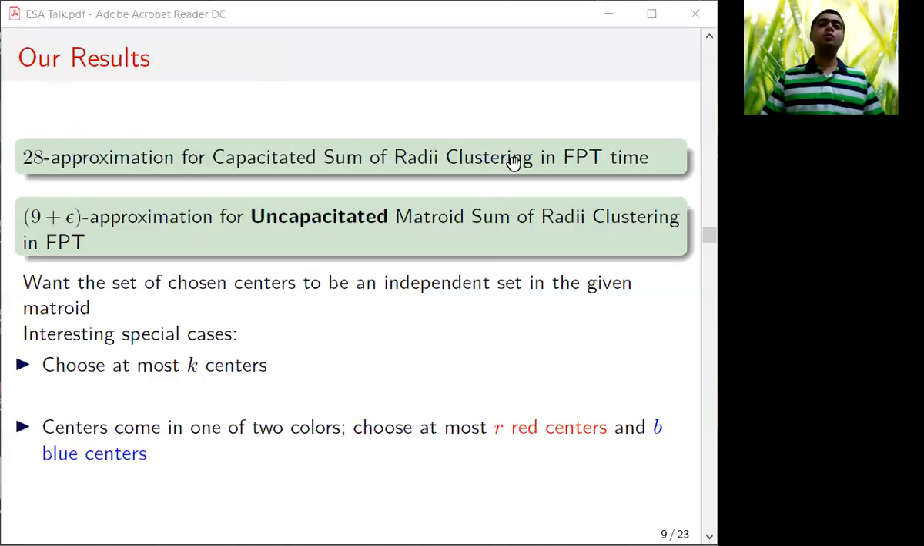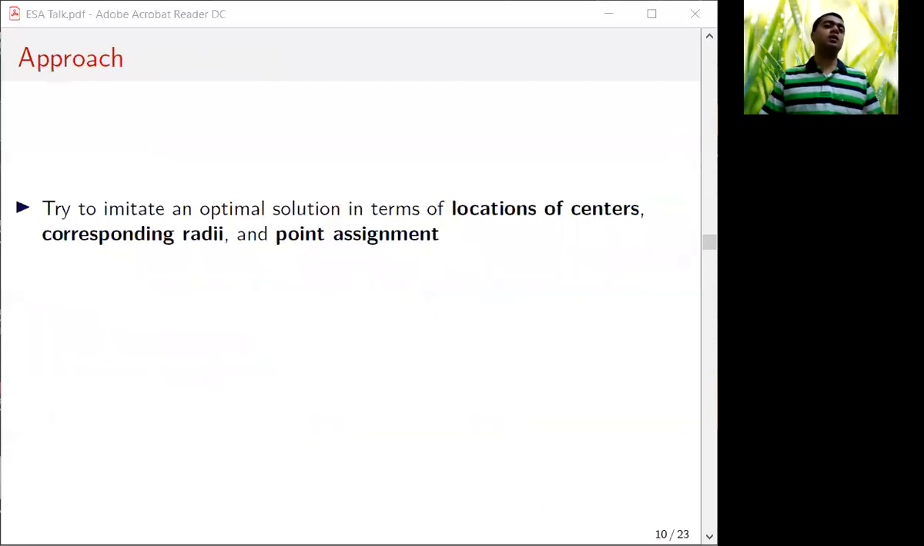And in this talk, I'll mainly talk about this capacitated sum of radii result. But I'll allude to the simplifications that can happen when you don't have capacity. So I'll start with our high-level approach for the FPT approximation. So let's fix an optimal solution to this problem. And if you think about it, it has three components.